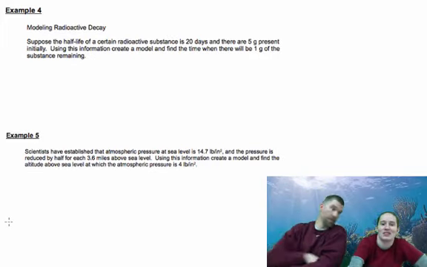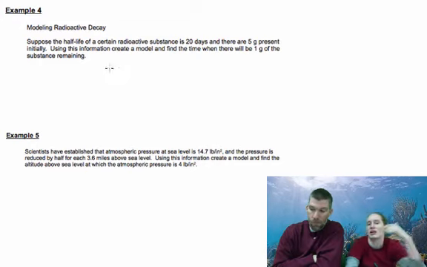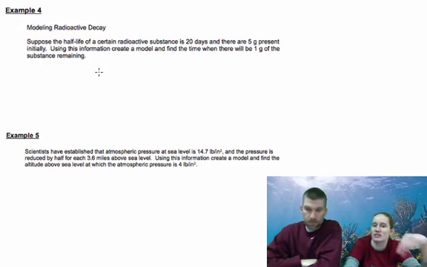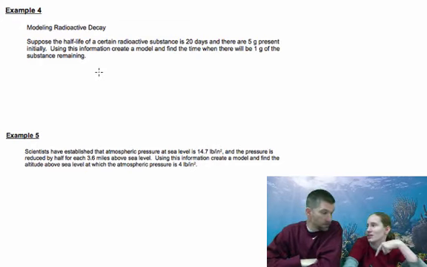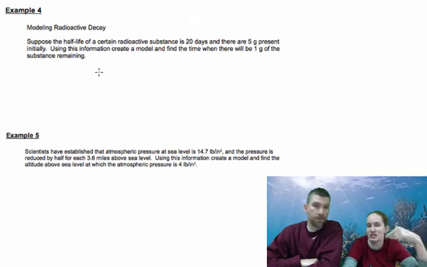All right, modeling radioactive decay on example 4. So whenever we have bacteria, a lot of times we talk about how long it takes to double, and with radioactive decay, a lot of times we talk about its half-life, which is how long does it take for there to be half as much.